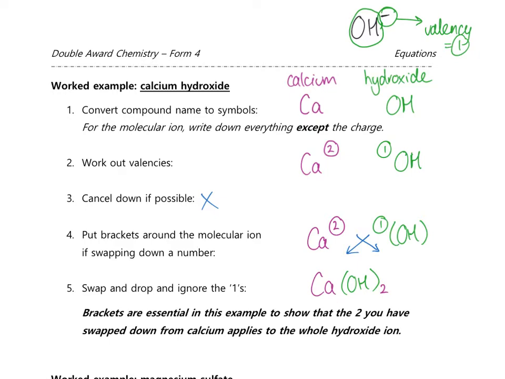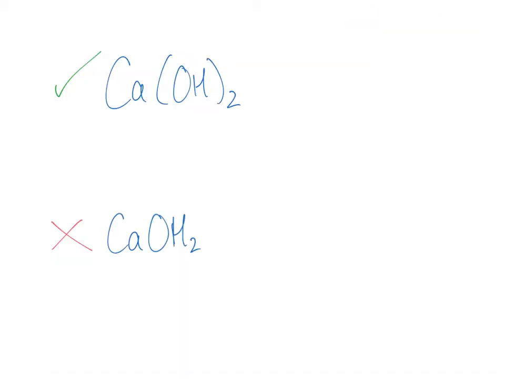Now it says here, brackets are essential in this example to show that the 2 you have swapped down from calcium applies to the whole hydroxide ion. And I'm going to show you on a blank slide why this is important. So let's look first of all at the correct formula. So the correct formula of calcium hydroxide is Ca brackets OH, close your brackets, 2. What does that actually mean in terms of the number of atoms? And this will be important later on in our topic.